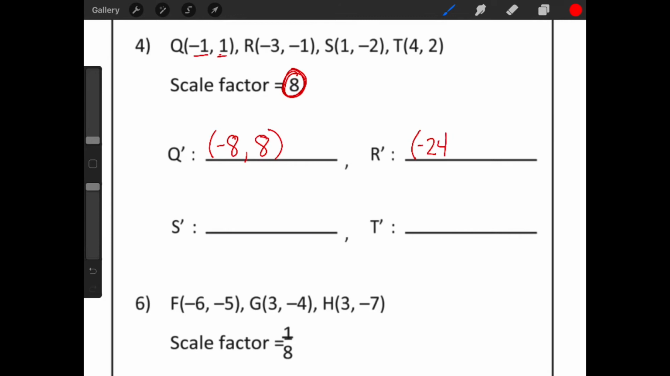-3 times 8 is -24. 8 times -1 is -8. 1 times 8 is 8. 8 times -2 is -16. And then our last one, 4 times 8 is 32. 2 times 8 is 16.